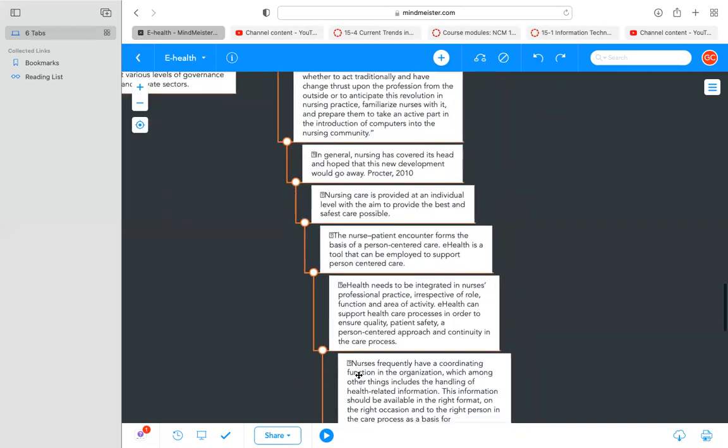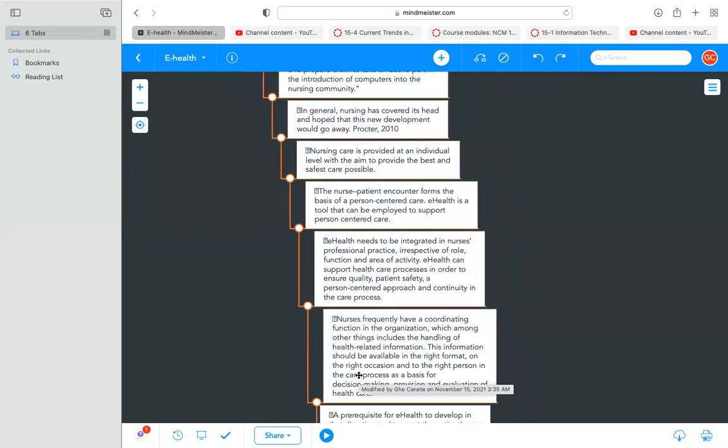So in general, nursing has covered its head and hoped that this new development would go a long way. Okay. So nursing care is provided at an individual level with the aim to provide the best and safest care possible. And the nurse-patient encounter forms the basis of person-centered care. So e-health is a tool that can be employed to support person-centered care, even though you are doing it at a distance, through telehealth.